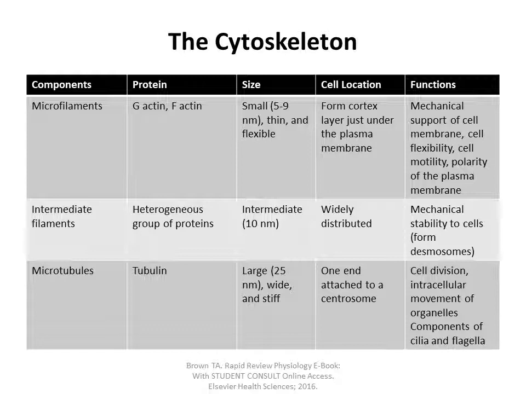Next is the microtubules. Microtubules are composed of tubulin monomers. Their size is large and their properties are they are wide and stiff, as opposed to microfilaments, which were thin and flexible. Where are they located? Their one end is attached to a centrosome. What is a centrosome? A centrosome is a collection of centrioles and other proteins. So they are associated with the centrosome.